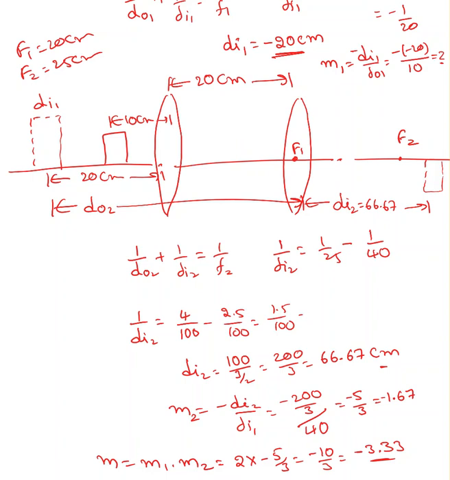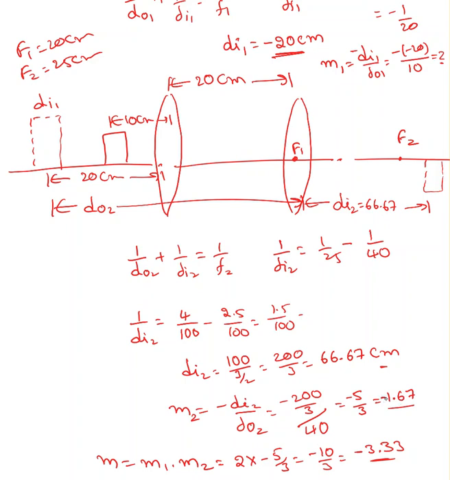Okay, so this is the front side. Left hand side is always front, right hand side is always back. So behind the lens. Now your M2 is minus di2 by do2. No, I'm sorry, this is the distance of object 2. Distance of object 2 is 40. Distance of image 2 over distance of object 2, which is 40, will end up with negative 1.67.